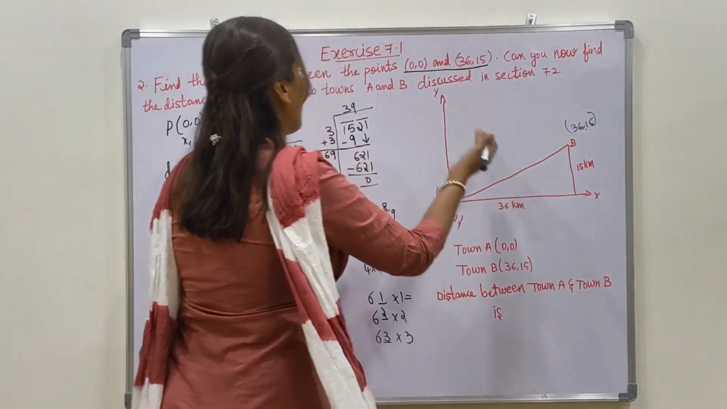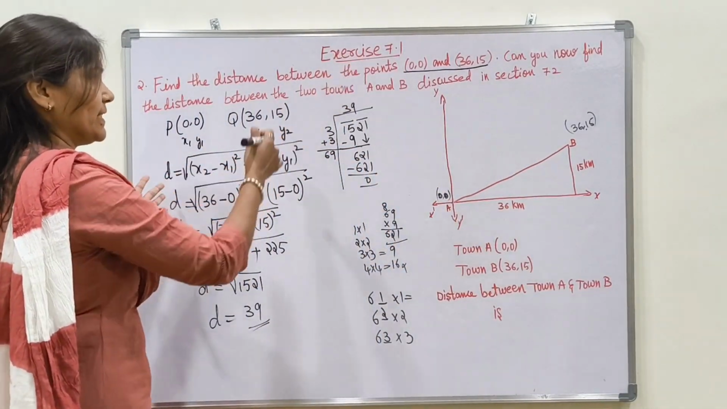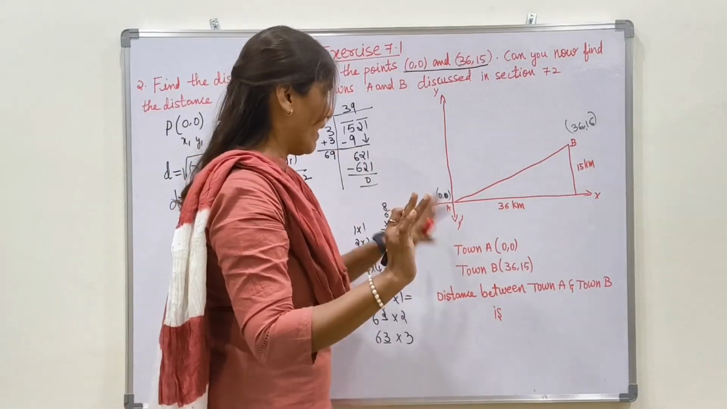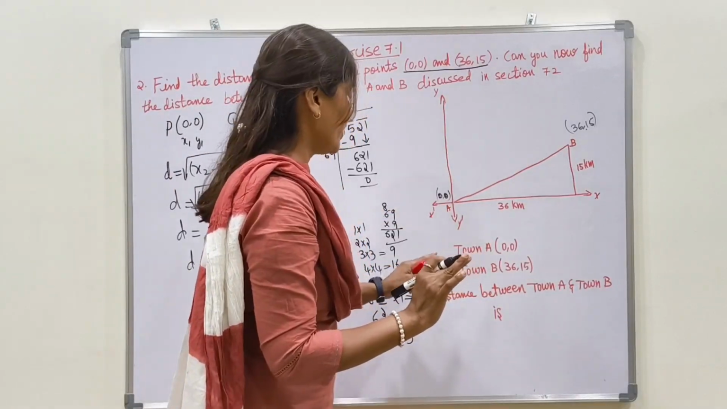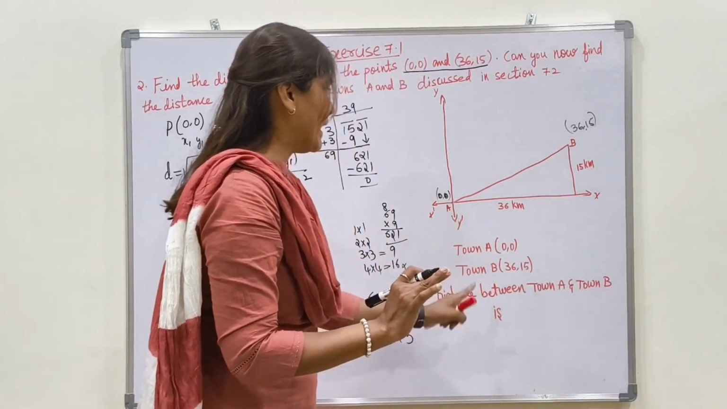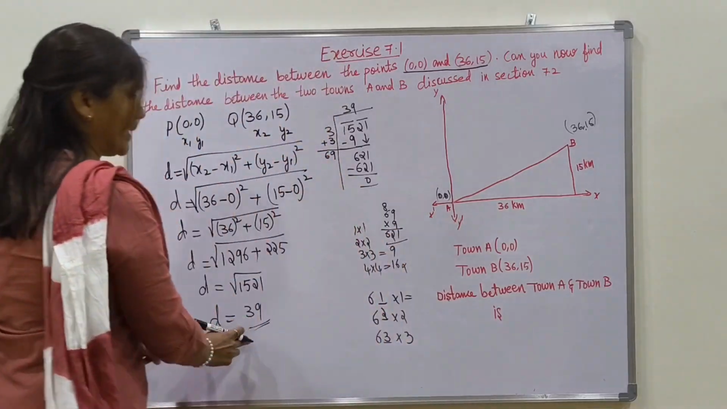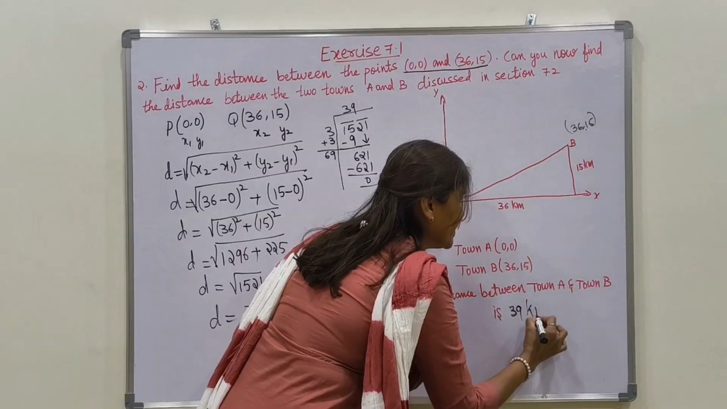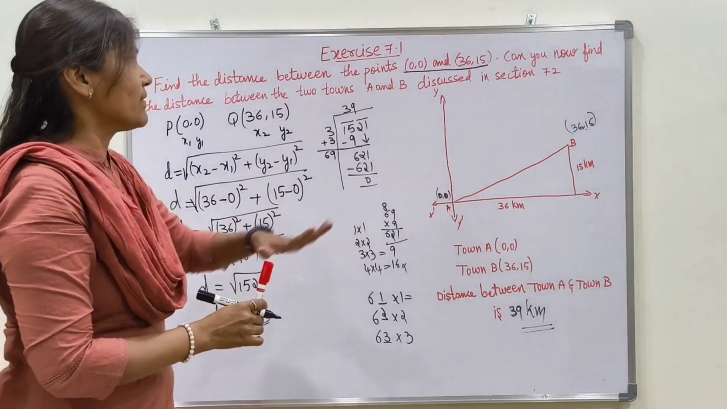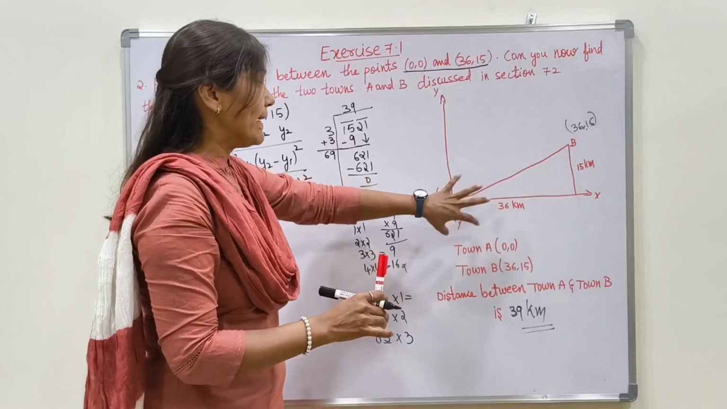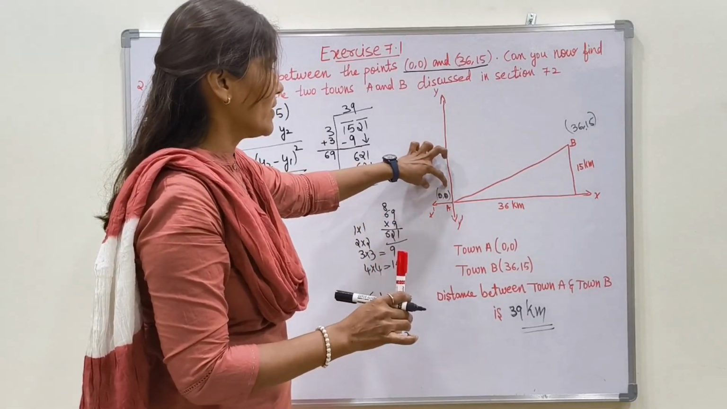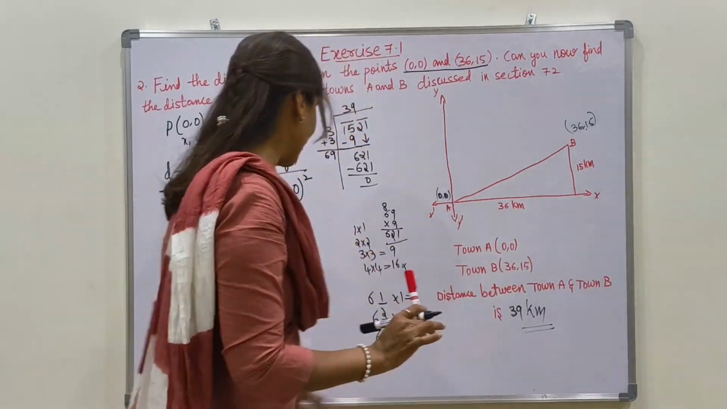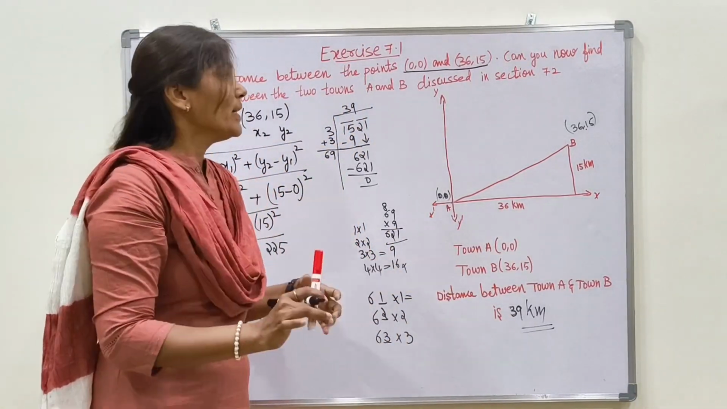This distance we already did in the question. In the question, 0, 0 and 36, 15, we did. What answer came? 39 came. We don't need to do it again. Okay, we already did these same numbers. So write that the distance between town A and B is 39 kilometers. This is the answer. First find this value, next think and write the coordinates 0, 0 and 36, 15. You don't do it again, so directly write this answer also as 39 kilometers.